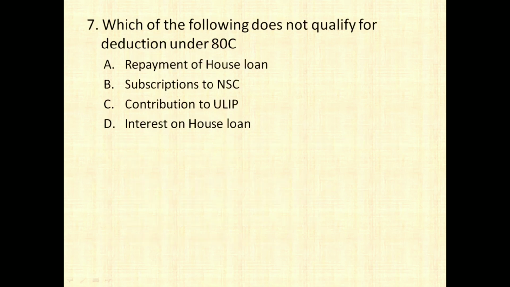So the next question is which of the following does not qualify under section 80C? Repayment of housing loan, yes, definitely it gets qualified. Subscription to NSC, NSC stands for National Savings Certificate, so definitely it also gets qualified. Contribution to ULIP, ULIP stands for Unit Linked Insurance Plans, so Unit Linked Insurance Plans are also qualified. Interest on house loan is not qualified because interest on house loan we give it under income from house property under section 24. Do you remember? So we give it over there, not in this particular 80C. So the right answer is interest on house loan does not get qualified for your 80C.